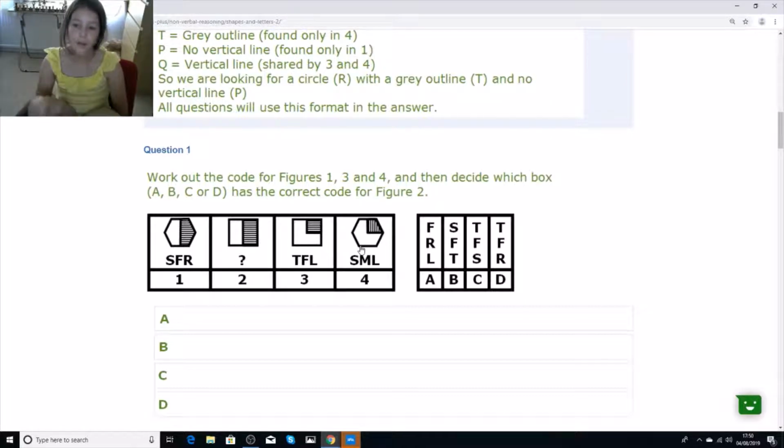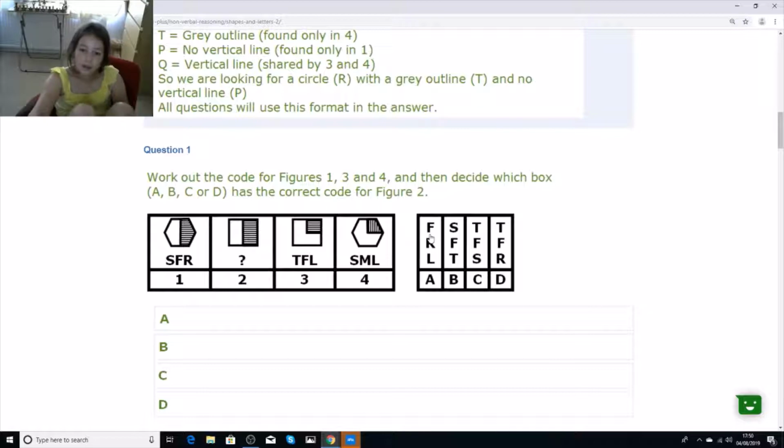So this must mean vertical lines. 3 and 4 share L. That must mean L is a quarter of the shape, so it's shaded. In the rest, half a shape. So R must mean half the shape is shaded.